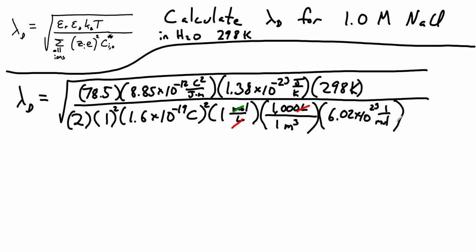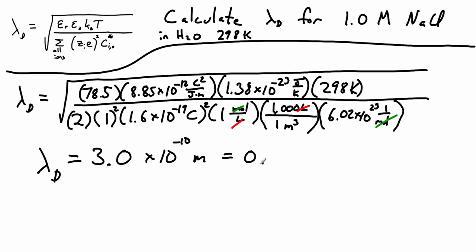We've got moles on top and moles on the bottom, so those cancel. So if we look at this, we've canceled those. We've got meters cubed here. I'll leave it for you as an exercise to figure out that this comes out to meters squared. So we take the square root, we get units of meters. And this comes to a Debye distance of 3.0 times 10 to the negative 10th meters, or we could say that this is 0.3 nanometers. This is pretty small, right?